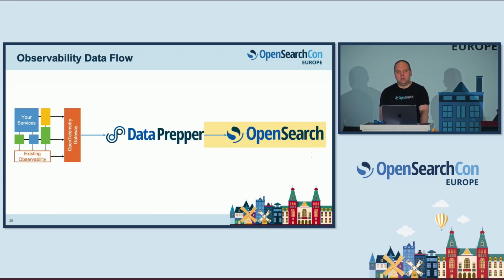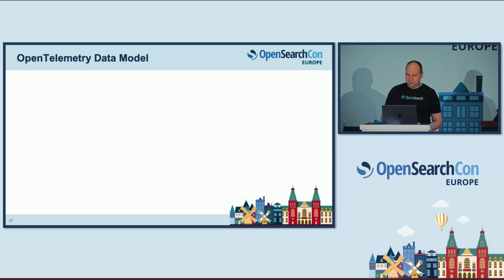Good. Now we have the ingestion pipeline running, almost. We look at what's in store for OpenSearch. But before we can do that, let's step a little bit back and look at the OpenTelemetry data model. So like what's really in this protocol.